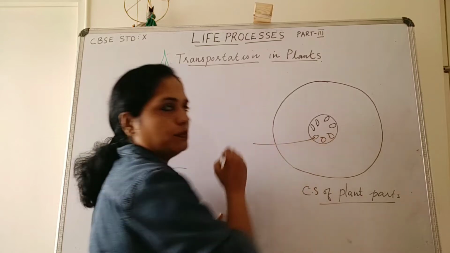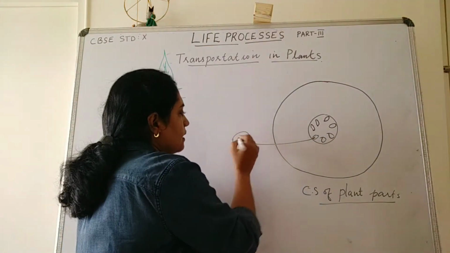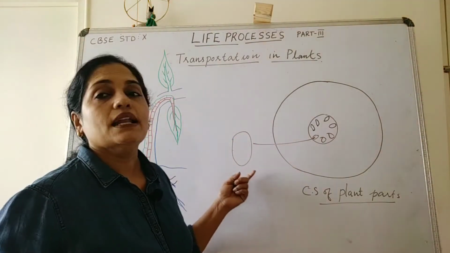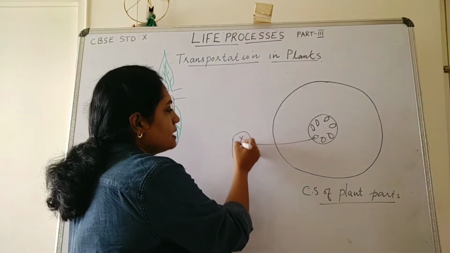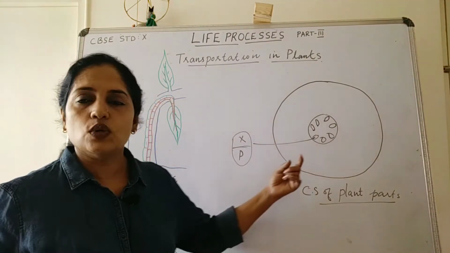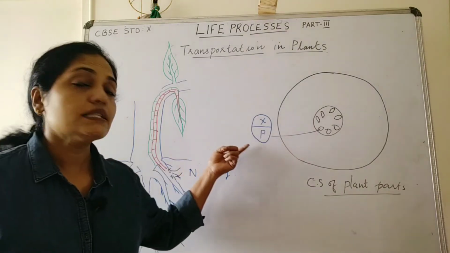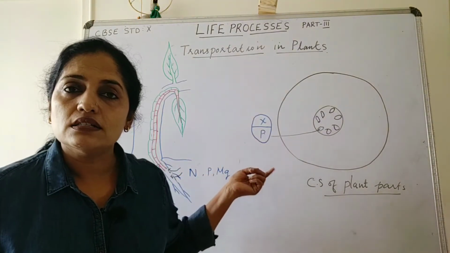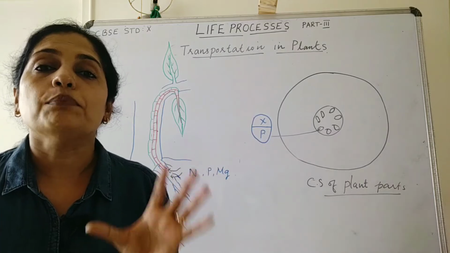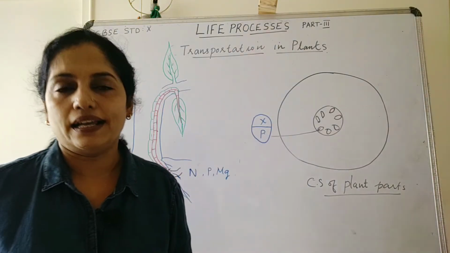Each vascular bundle contains xylem and phloem. These xylem and phloem cells in the entire plant parts are interconnected.